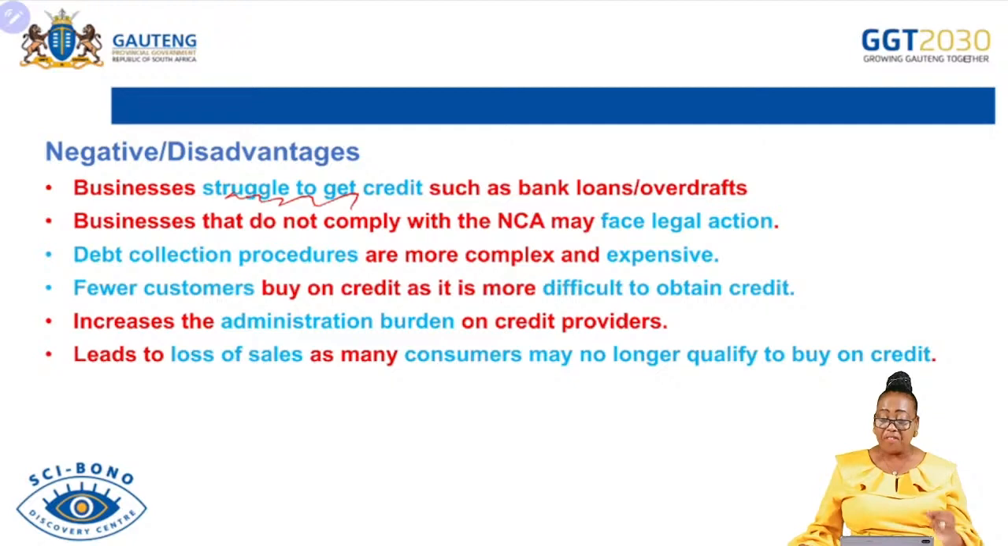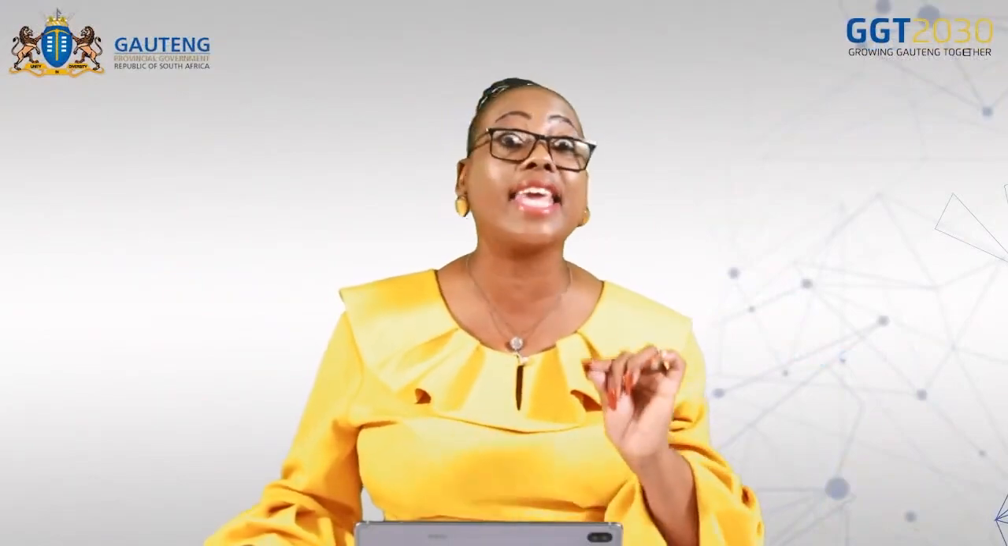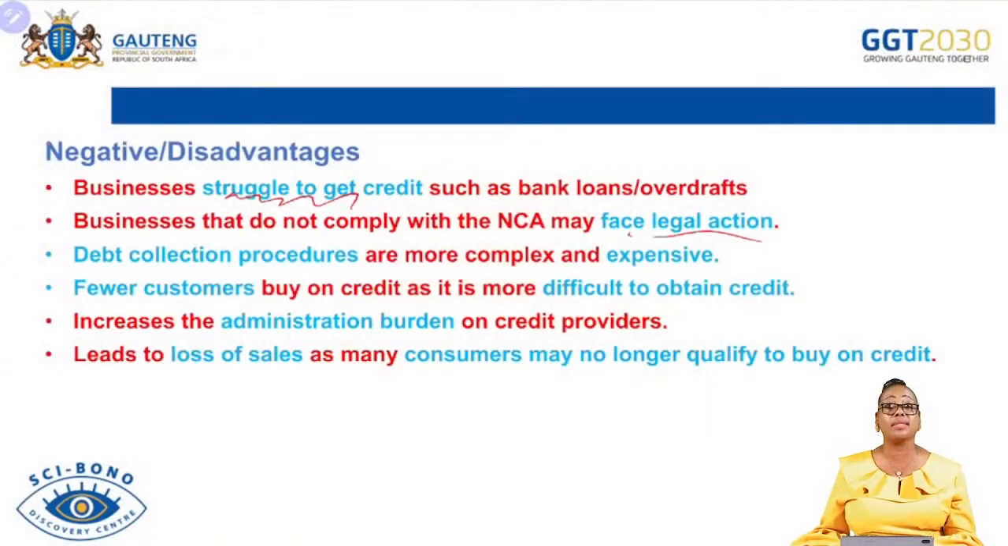Another disadvantage, face legal action. So you can imagine that if there's going to be a business that's not going to follow the rules, now that there's an act, obviously every act has got its own framework, has got its own procedures. So for a business, before it grants credit, it must think twice. Should I dare give credit that is unwarranted, there are legal actions that are going to take place. Look at the debt collection procedures.